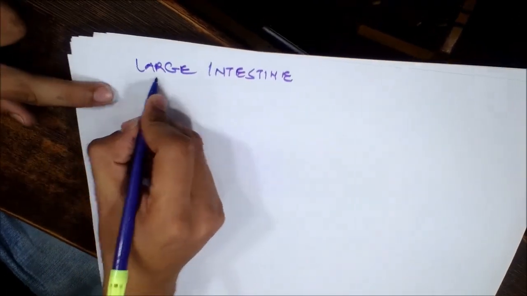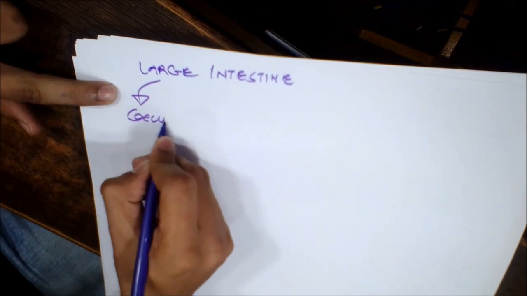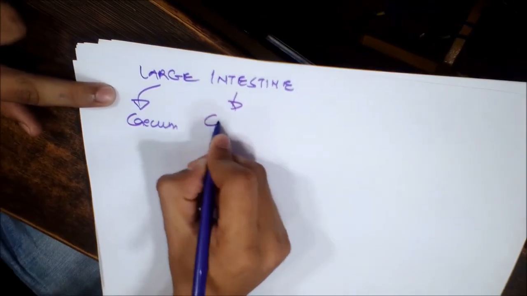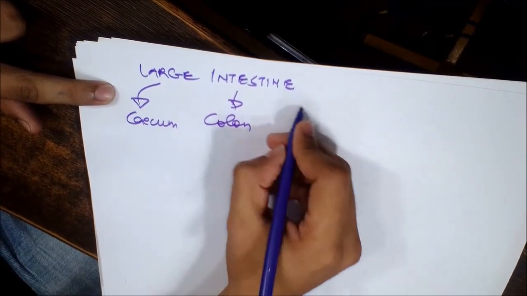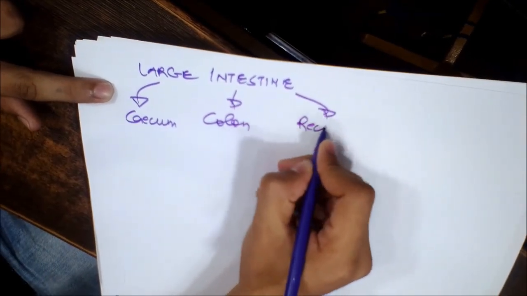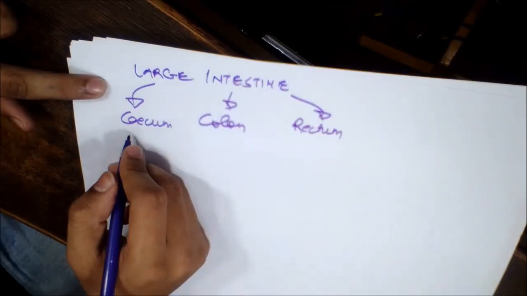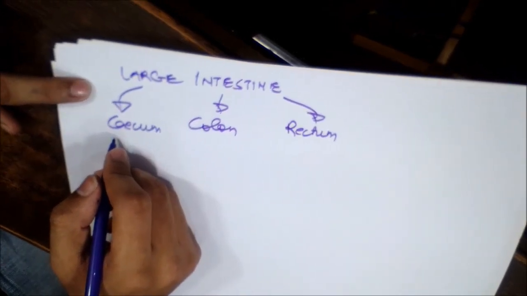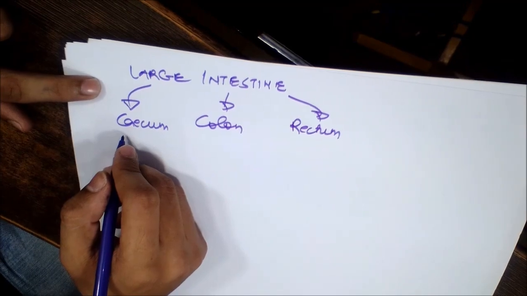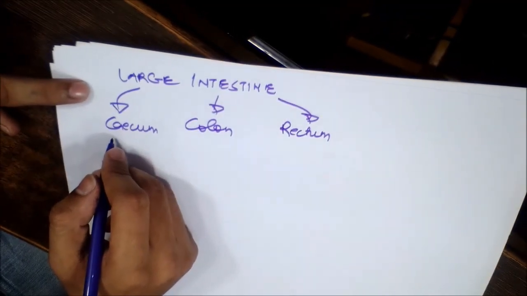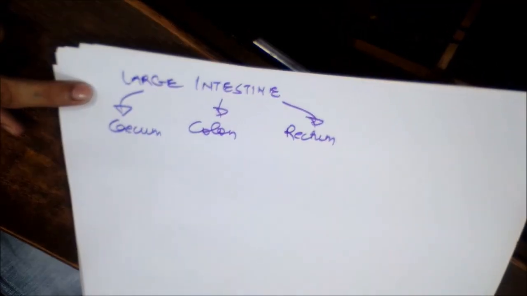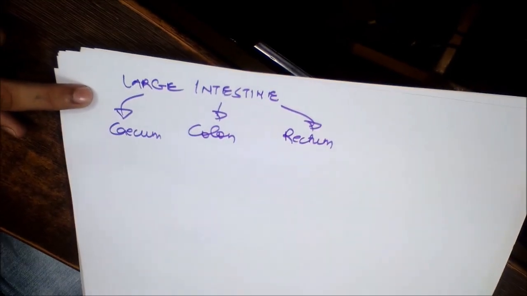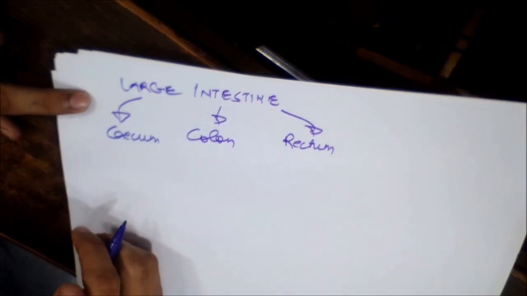Namely, the cecum, the colon, and the rectum, which is the lowermost part. The cecum is a small blind sac with symbiotic microorganisms. The cecum opens into the colon, which is divided into three parts: an ascending, a transverse, and a descending part.